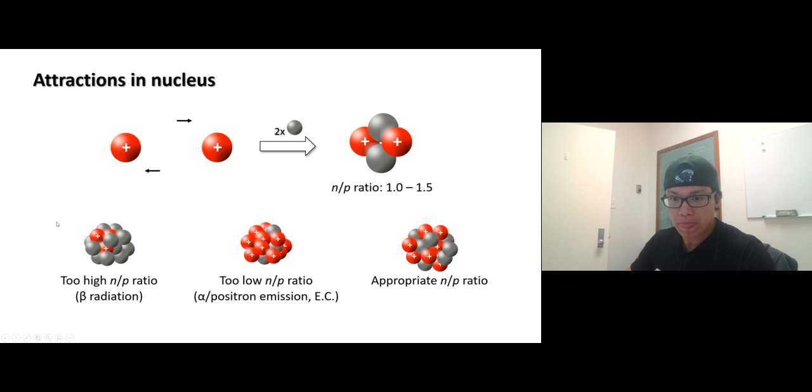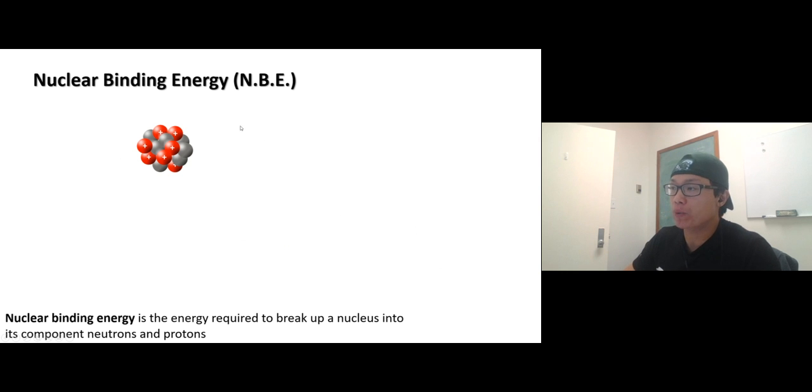Does it make sense? Okay, and the nuclear scientists quantitatively measure this stability by using the nuclear binding energy. So we call it nuclear binding energy, or NBE. All right, by definition, the nuclear binding energy is the energy required to break up the nucleus. So it is the smallest energy required to break up the nucleus into component neutrons and protons.